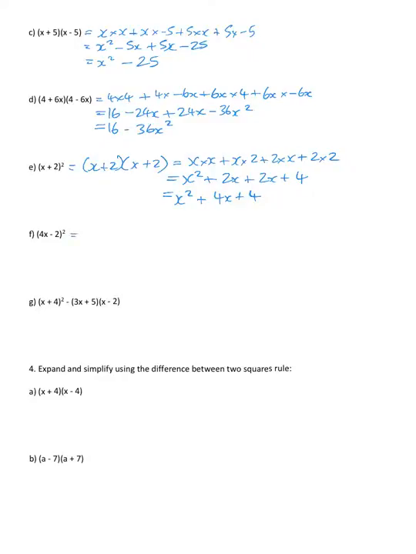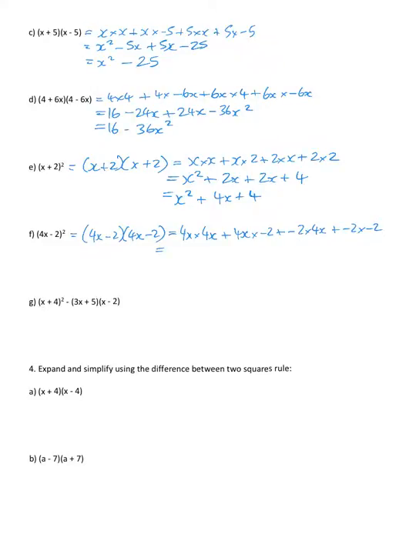Slightly more complicated one, similar thing. 4x take 2 in brackets squared means 4x take 2 times by 4x take 2 again. Firsts, 4x times by 4x, plus outers, 4x times by negative 2, plus inners, negative 2 times by 4x, plus lasts, negative 2 times by negative 2.